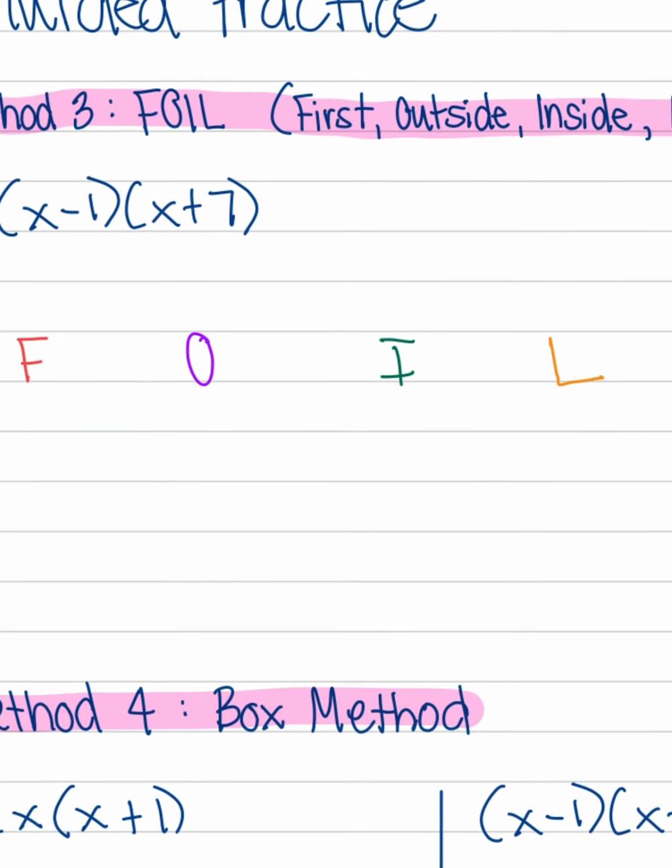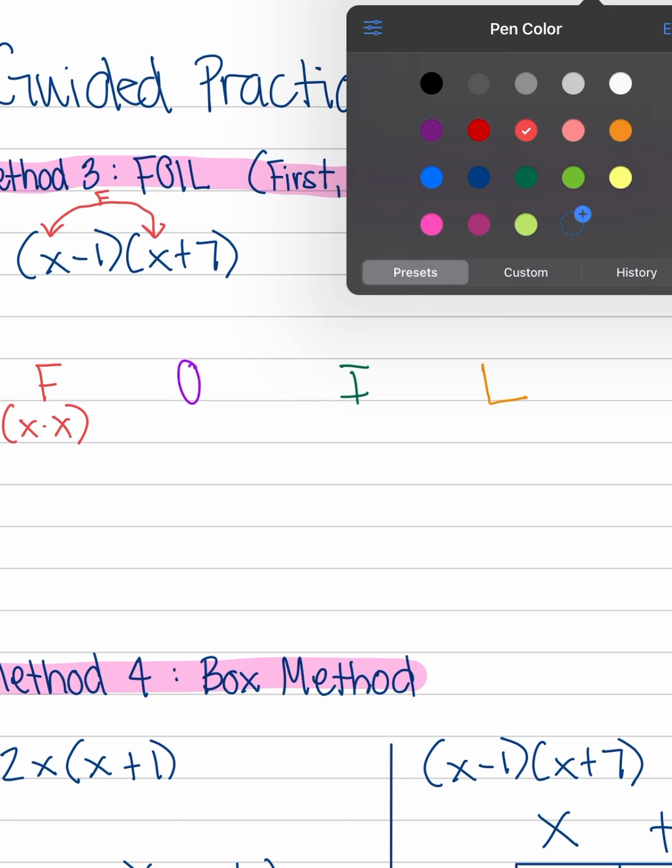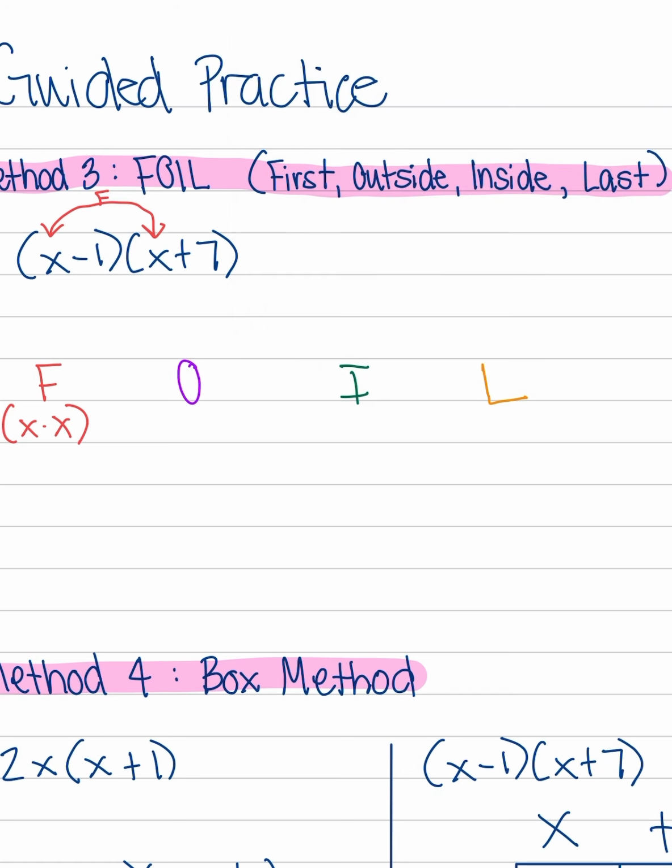Next, we're going to take a look at the FOIL method. What that stands for is first, outside, inside, last. So our first terms are the ones in the front of the parentheses. That's our F, x times x. And then the next is our O, which stands for outside. Those are the ones on the outside of the parentheses. So that's our O, and that's x times 7.